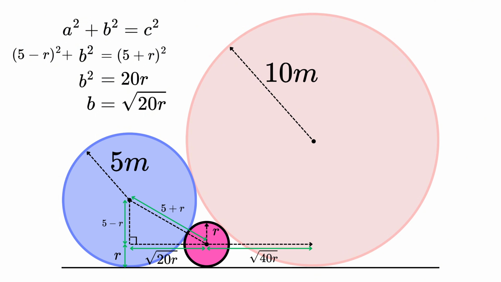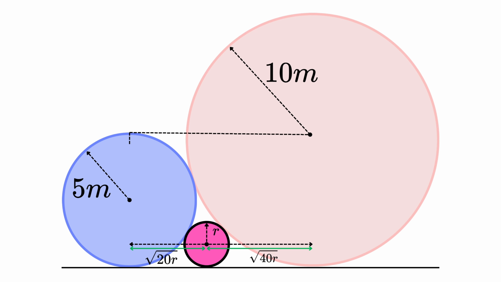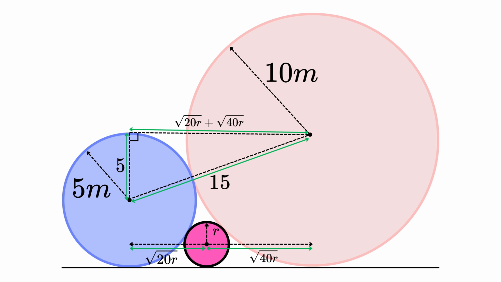And now we can use the combined lengths we've just worked out to solve for r. And we're going to do it by, you guessed it, drawing another triangle, right angle included. And we know that the hypotenuse length is the radius of the pink circle plus the radius of the blue circle, which equals 15. And we also know that the a side length is equal to 5. From our previous 2 equations, we can say that the b side length is equal to the square root of 20r plus the square root of 40r.